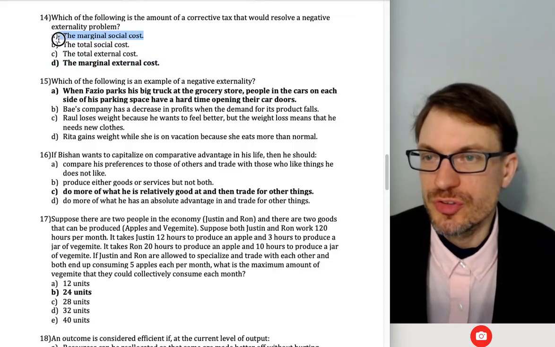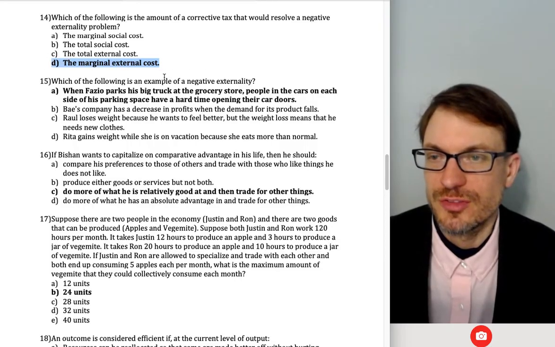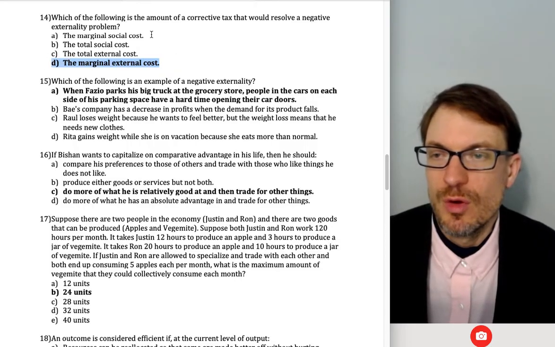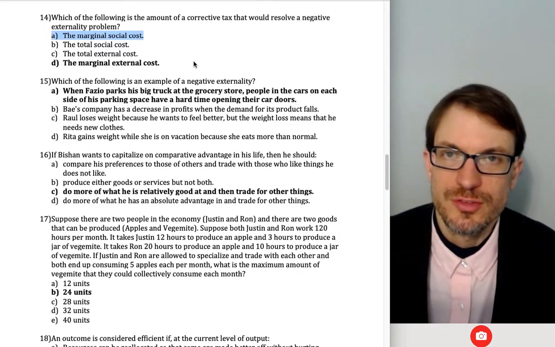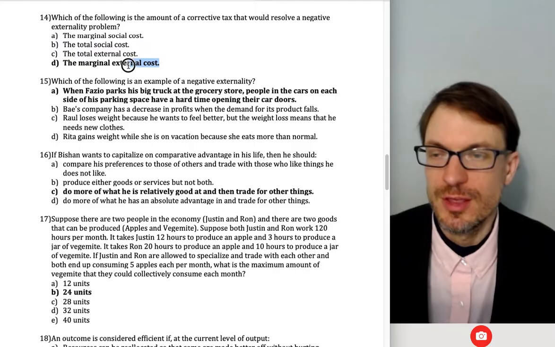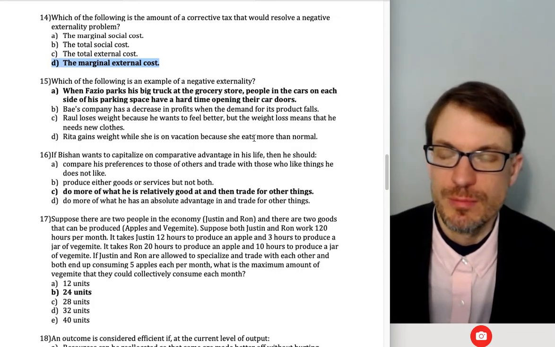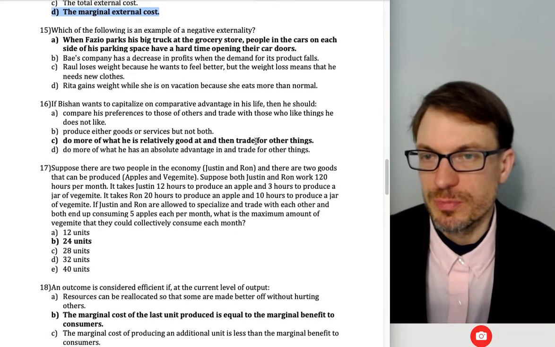Now, it's not the marginal social cost. It's not the total social cost. It's not the total external cost. It's the marginal external cost that's being generated. Why is it not the marginal social cost? Well, the marginal social cost is actually inclusive of the marginal external cost and the marginal private cost, right? Society is composed of the decision makers plus bystanders.